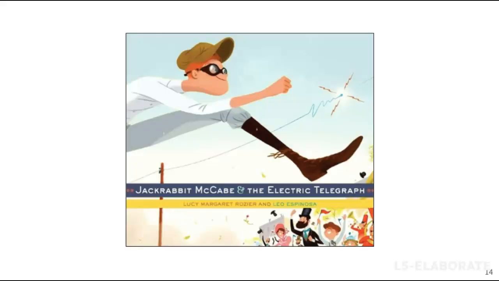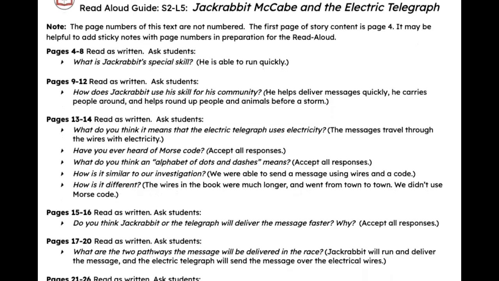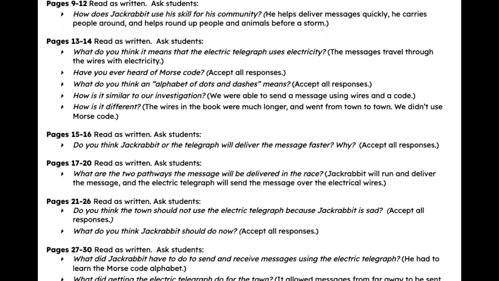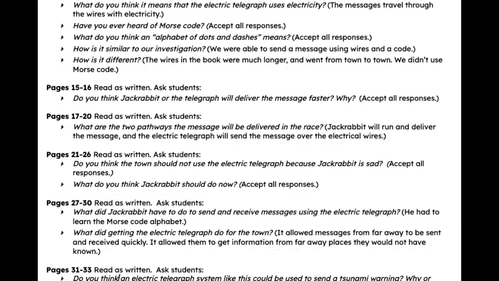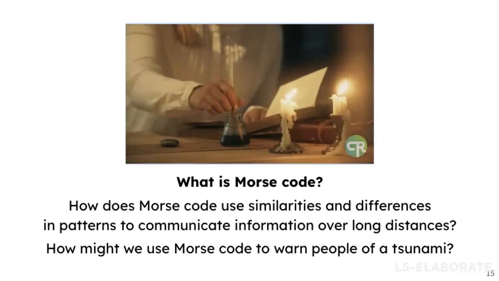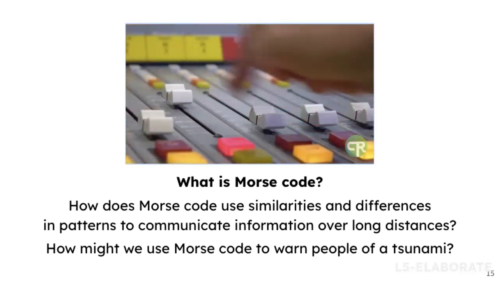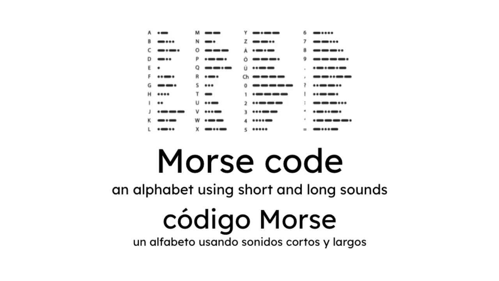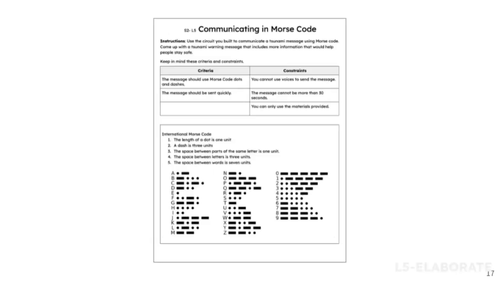For the Elaborate portion, you'll read Jack Rabbit McCabe and the Electric Telegraph. Use the Read Aloud Guide to help students learn about how communication can happen through electricity using Morse code. You'll show students a video about Morse code and ask them questions about how Morse code could warn people of a tsunami. During the discussion, post and discuss the Morse code vocabulary card. You'll divide students into pairs or groups, distribute the circuit building materials from the Explore, and have them use the Communicating in Morse Code Student Journal page.